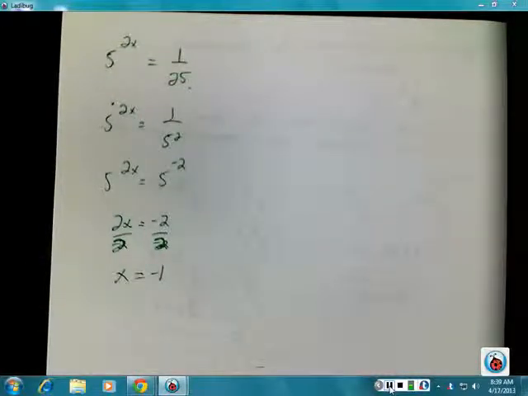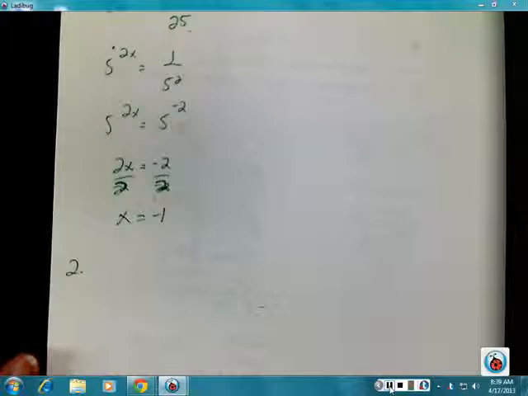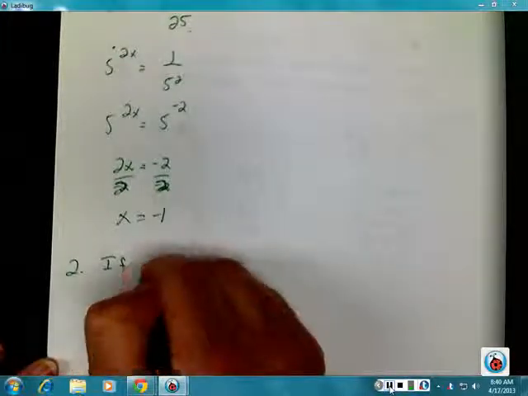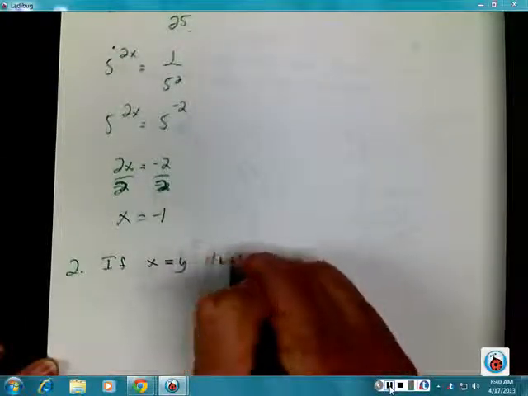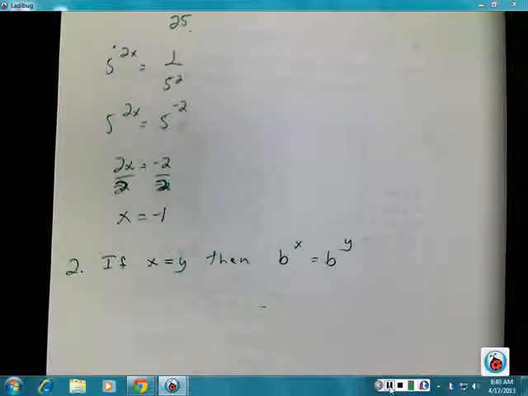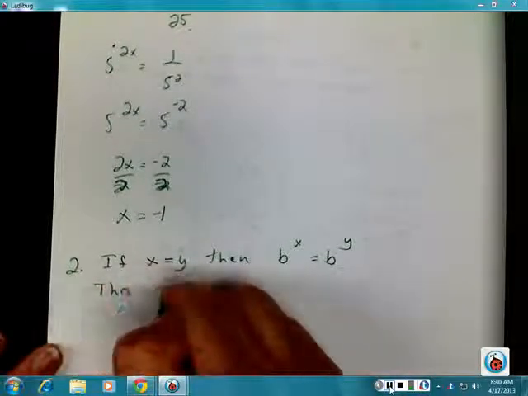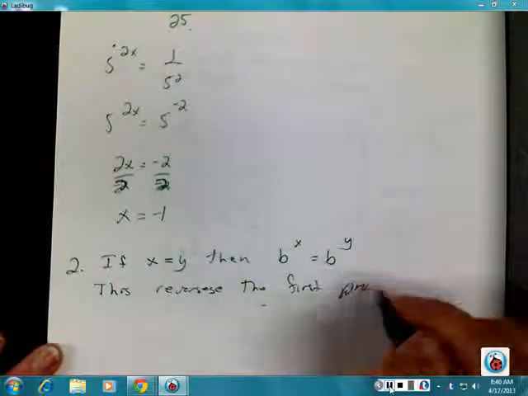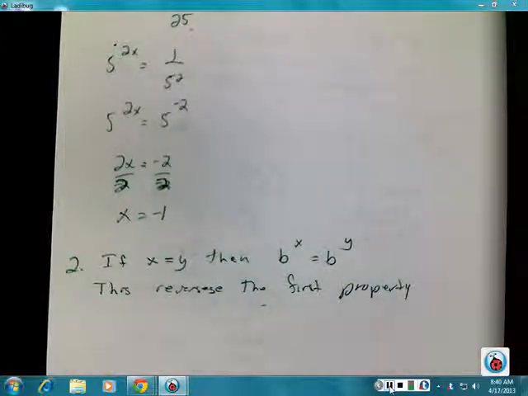And so that's basically going through and taking a look at what's involved in that very first process that I happen to have. Number 2, the property for number 2, we don't end up doing a whole lot with, because it's saying that if x is equal to y, then b to the x is equal to b to the y power. So basically it's a reverse. It reverses the first property. It's just kind of the opposite of what takes place with that.